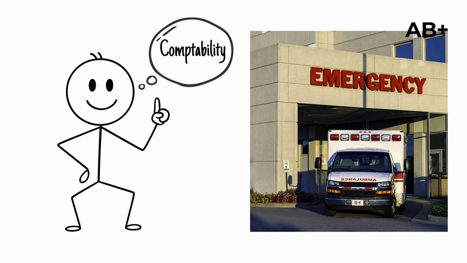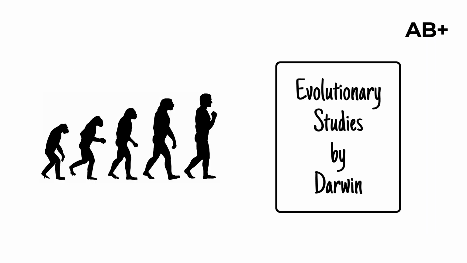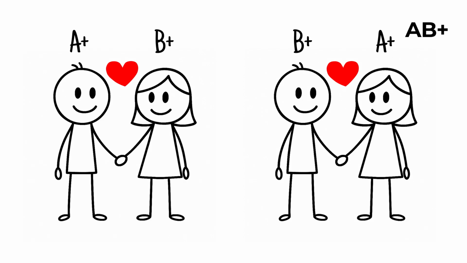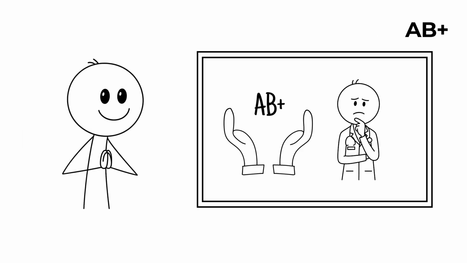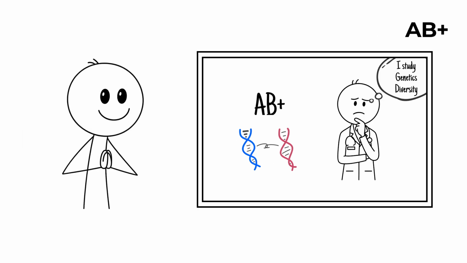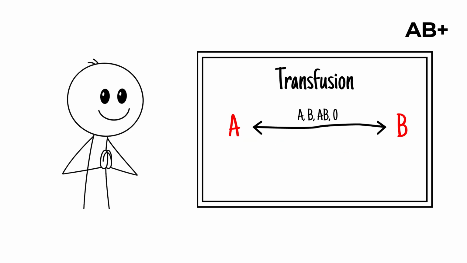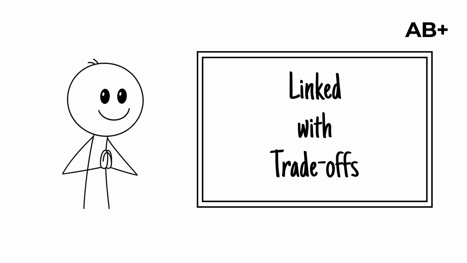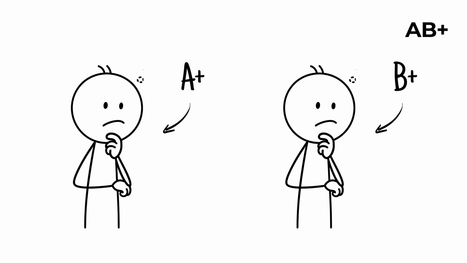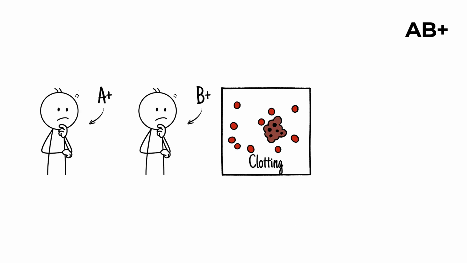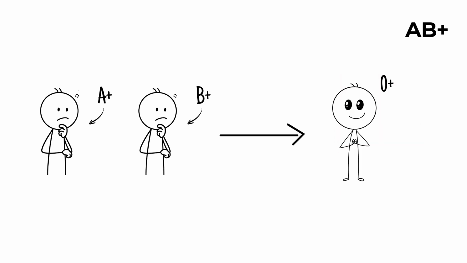demand quick compatibility. Evolutionary studies suggest that AB is the youngest blood type, emerging only a few thousand years ago through the mixing of A and B populations. Its rarity makes it valuable to researchers studying genetic diversity, since it represents a blending of two distinct antigen systems into one. However, the same antigens that give AB positive its broad compatibility are associated with trade-offs. For example, type AB individuals show higher susceptibility to certain clotting and vascular conditions compared to those with type O.